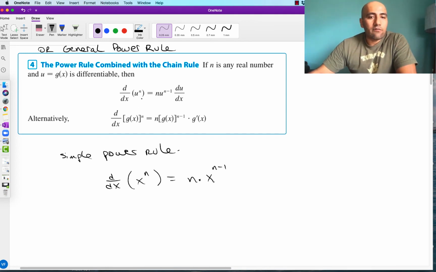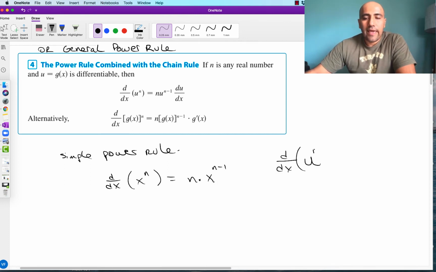Bring the exponent out in front, subtract 1 from the exponent, just like we do over here, except for this new part, which simply states that you have to find the derivative of the u function with respect to x. Right? So another alternative notation for this would be the derivative with respect to x of u to the nth power is equal to n times u to the n minus 1 times u prime. Right? So they all say the same thing.